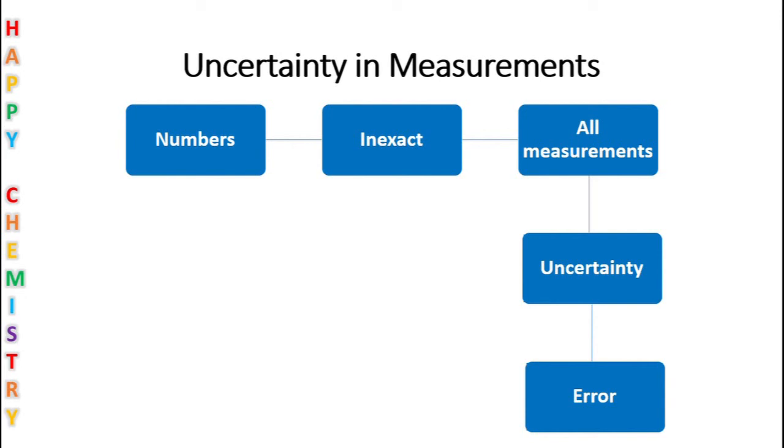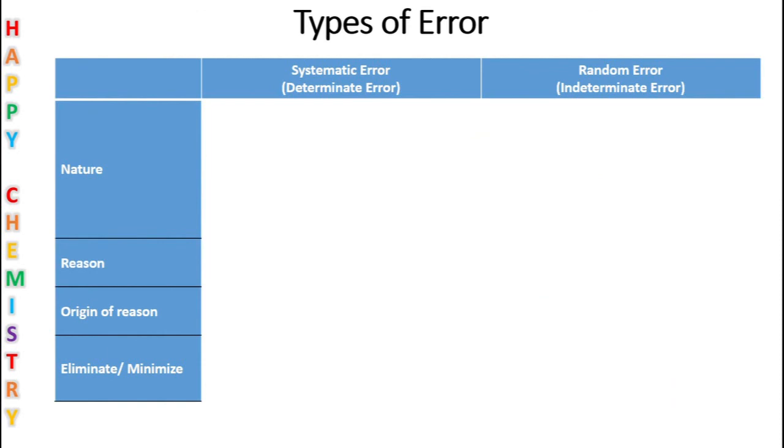To understand the uncertainty associated with measurements, it is important to understand the types of errors that can occur. There are two types of errors: systematic errors and random errors. These are also called the determinate and indeterminate errors. We will look at the nature of these errors, reason for occurrence, origin of the reason, and what to do to eliminate or minimize the errors.